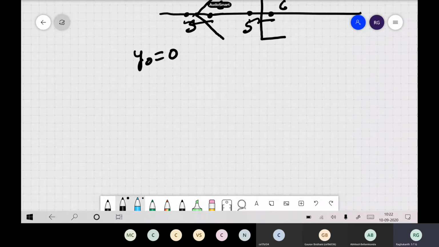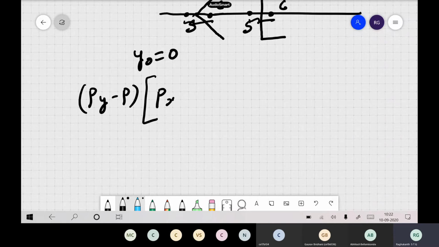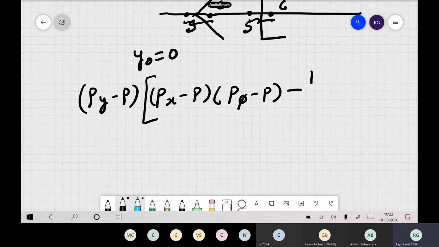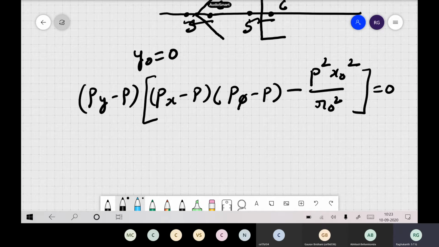Now what happens? The same characteristic equation, you substitute y naught equal to 0, but x naught is there. So you will be having (Px minus P) times ((P phi minus P) minus P square x naught square by r naught square). So this is our characteristic equation.